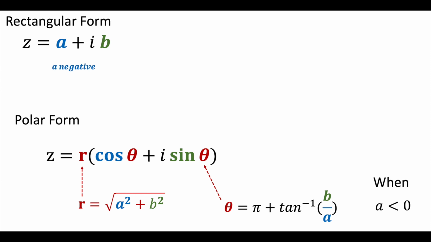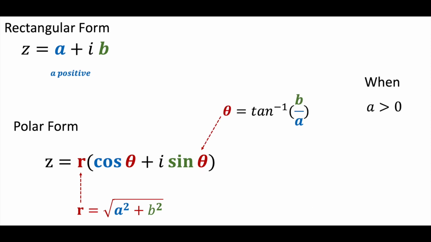Take it as a rule, if A, the real part, is negative, your theta should be pi plus tangent inverse of B over A. But if A is positive, you just take theta equals tangent inverse of B over A.